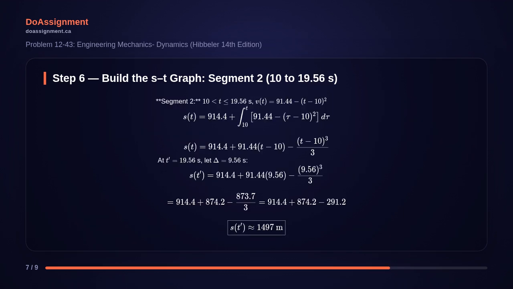In the second segment, we integrate the parabolic velocity. The position formula is 914.4 plus 91.44 times the quantity t minus 10 minus the cube of t minus 10 divided by 3. Substituting t prime equal to 19.56 seconds with delta equal to 9.56 seconds gives 904.4 plus 874.2 minus 291.2, which equals approximately 1,497 meters.